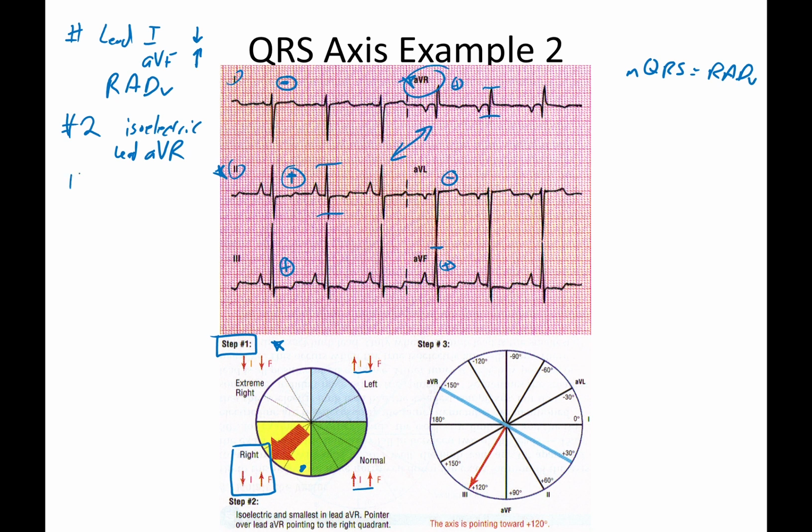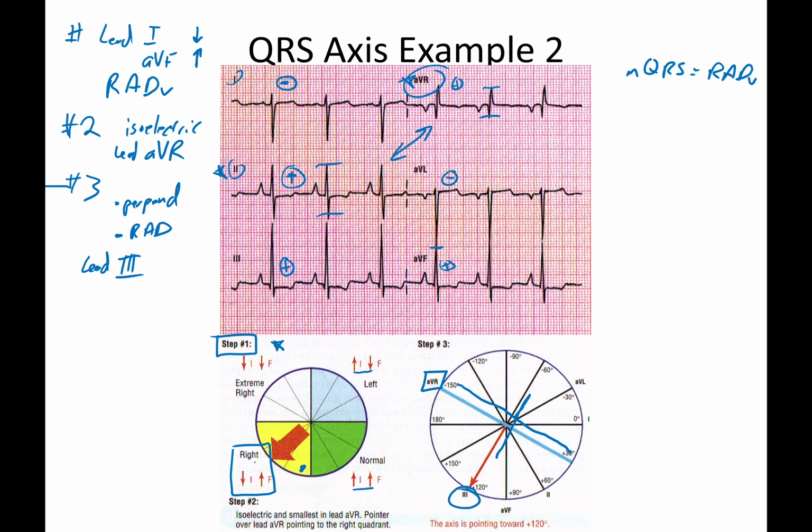So now for step number 3, where we find who is perpendicular to AVR and is in the right axis deviation. So AVR is this fella right here that travels this direction. So perpendicular to him is going to be lead 3. So we're looking at lead 3. But again, we have to decide, is it going to be a right or a left axis deviation?